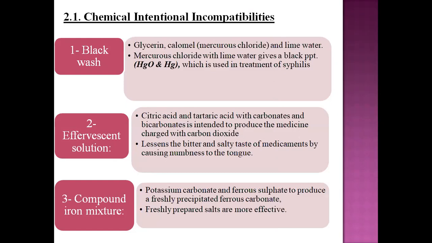This is intentional incompatibility. The first example is a black wash. This is glycerin, okay, calomel, mercury chloride, and lime water. Chemical reaction takes place between the mercury chloride and lime water. Lime water is calcium hydroxide, leading to the formation of a black precipitate. The black precipitate is mercury oxide or mercury as such.